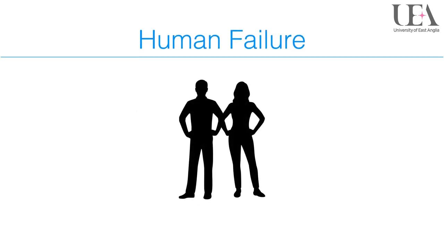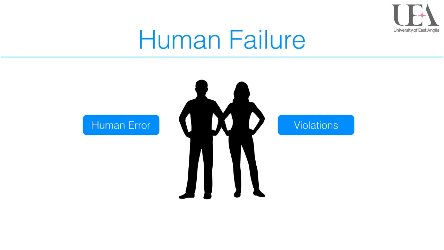Human failure can be divided into two main types: human error and violations. Human error tends to be caused by an unintentional decision or action, although the intention was to carry out the task correctly. Violations, conversely, are intentional failures. This is where a system or set of rules are in place, but they have been ignored or disregarded for some reason.